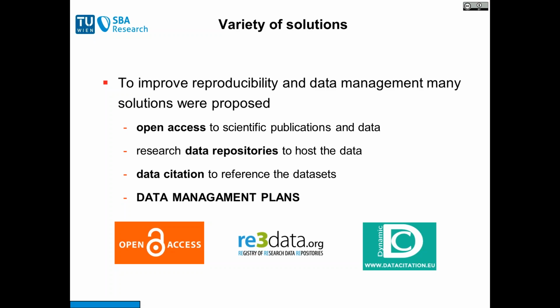We are not able to check whether what was described in the paper was really implemented. And to address these problems of wrong versions and of losing data, a variety of solutions were proposed. One of them is open access to scientific publications and data. The other one is data repositories where you can publish the data. Data citation was proposed to provide persistent identifiers for data sets. And finally, data management plans, which we focus on today.